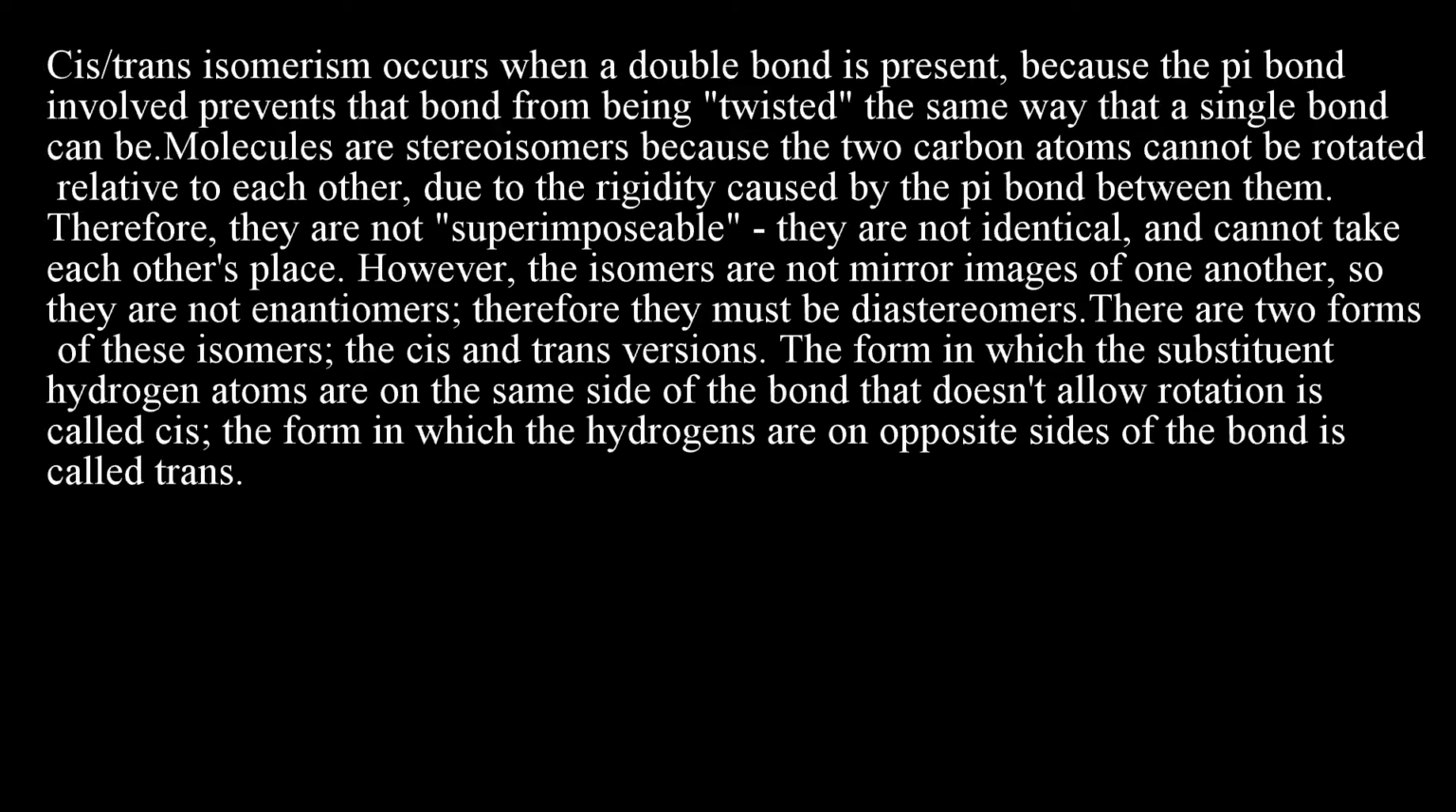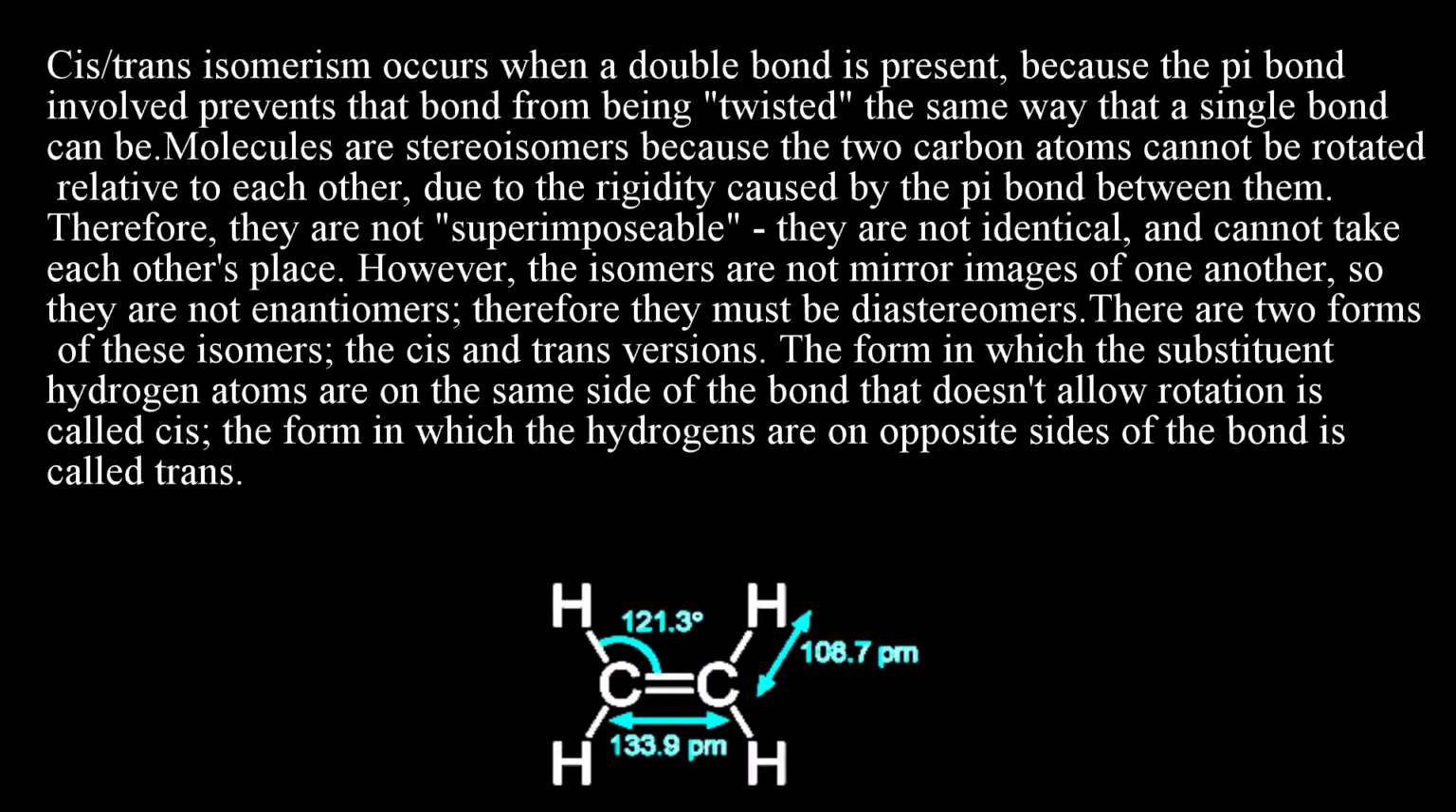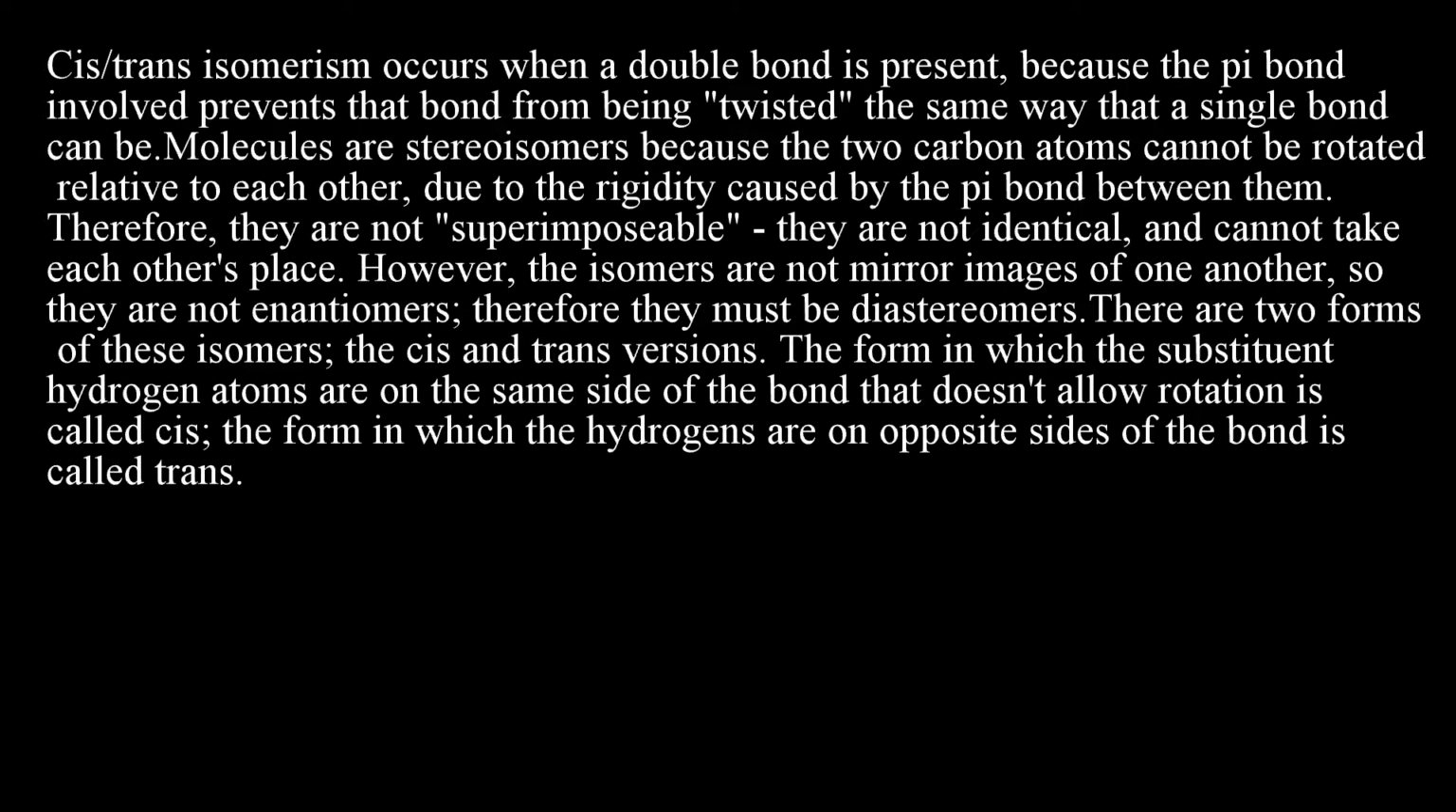Cis-trans isomerism occurs when a double bond is present, because the pi bond involved prevents that bond from being twisted the same way that a single bond can be. The molecules are stereoisomers because the two carbon atoms cannot be rotated relative to each other due to the rigidity caused by the pi bond between them. Therefore, they are not superimposable. They are not identical and cannot take each other's place. However, the isomers are not mirror images of one another, so they are not enantiomers. Therefore, they must be diastereomers.